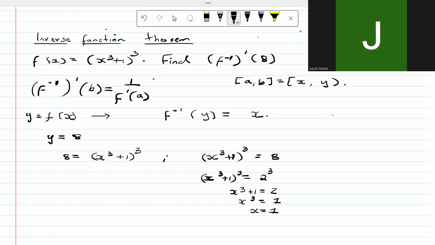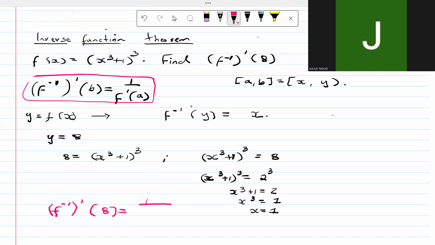Now, using our formula, which I'm highlighting here, we have that the derivative of f inverse at 8 is given as 1 over the derivative at 1.